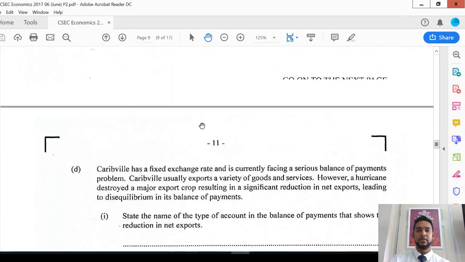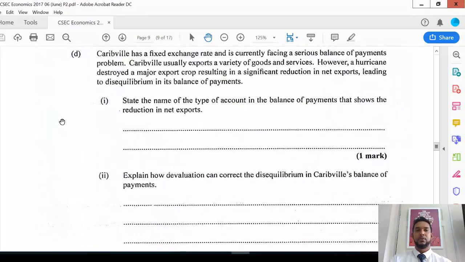So Caribville has a fixed exchange rate and is currently facing a serious balance of payments problem. Caribville usually exports a variety of goods and services. However, a hurricane destroyed a major export crop, resulting in a significant reduction in net exports, leading to disequilibrium in the balance of payments. State the name of the type of account in the balance of payments that shows a reduction in net exports.